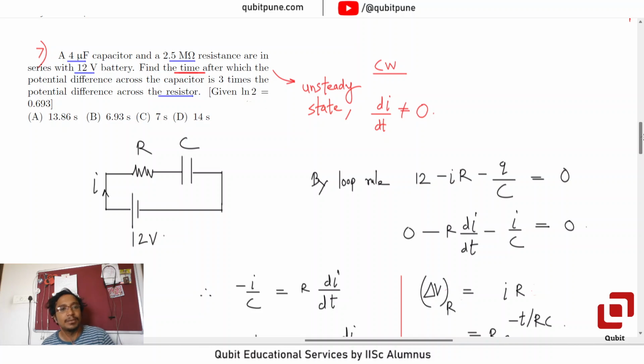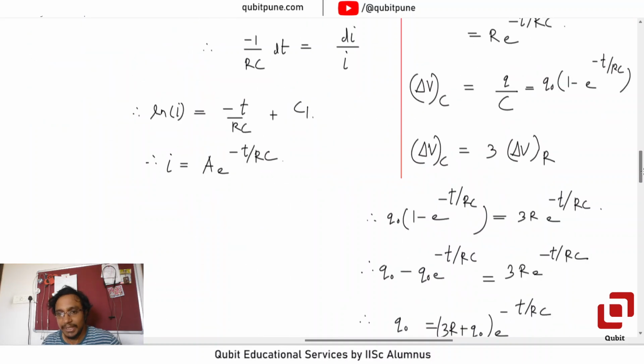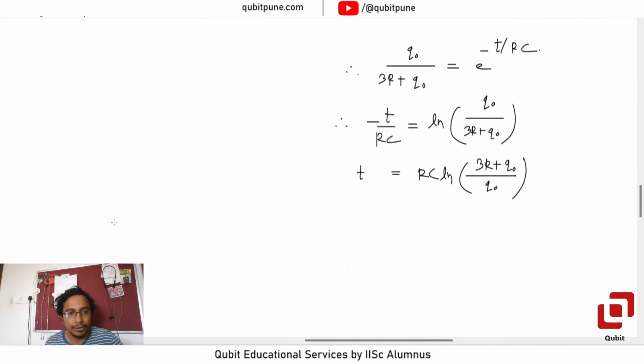Twelve volt hi lena padega na potential difference ka, right? Because under steady state no current flows, so capacitor, okay, fine. Q naught is... C is equal to Q by V. CV, sir. CV, correct. Okay.